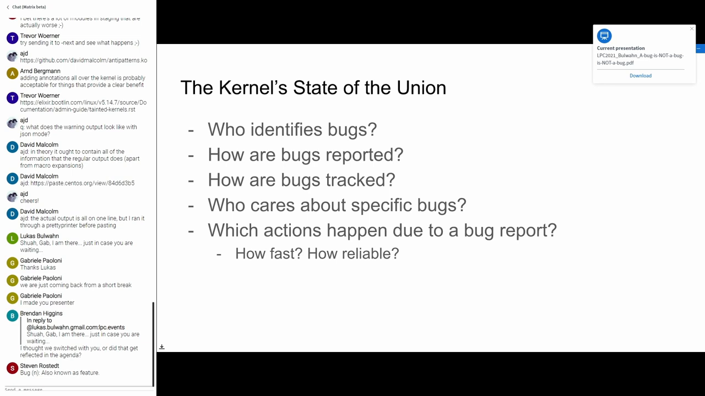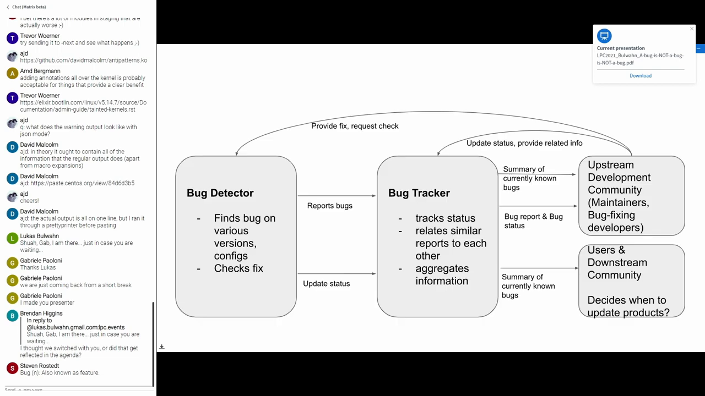So now we're going to look into questions. Who is actually identifying bugs? How are bugs reported? How are bugs tracked? Who cares about specific bugs and what actions really happen? How fast, how reliable are they? And I think the question that we want to understand is, which tools really exist in this community for bug detection and for bug tracking?